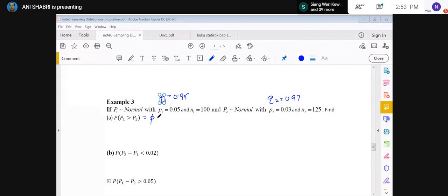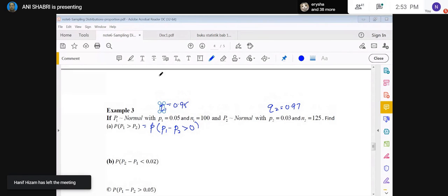Dia lebih kurang macam tu. 2 min. It is equal P1 minus P2 greater than berapa ni? Zero. Okay, for this one, no need arrow. Okay, kita buat straightforward. For this one, we do straightforward. Okay, we try find what is the value of P1 minus P2. Okay, P1 minus P2 it is equal normal.